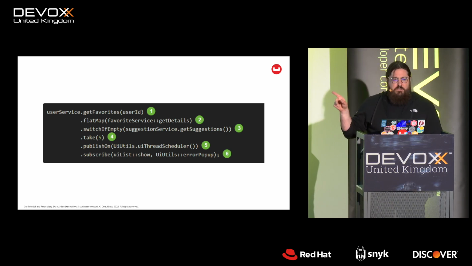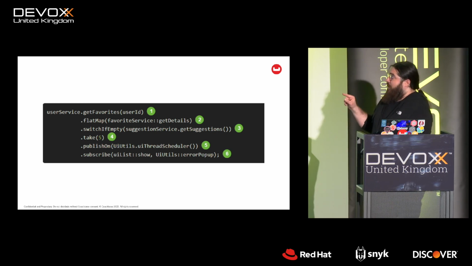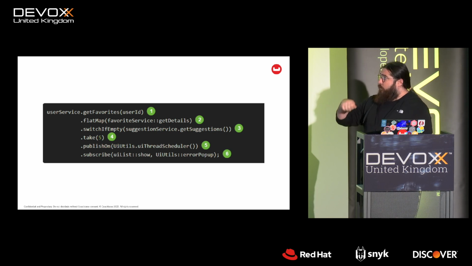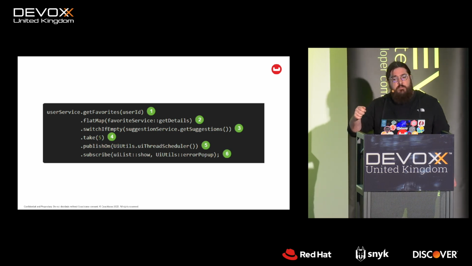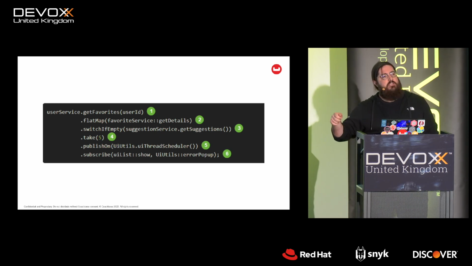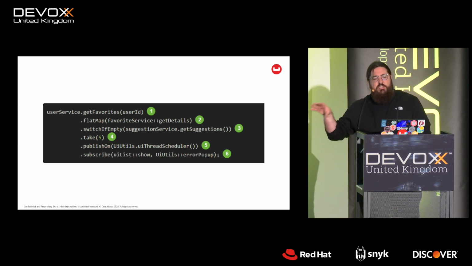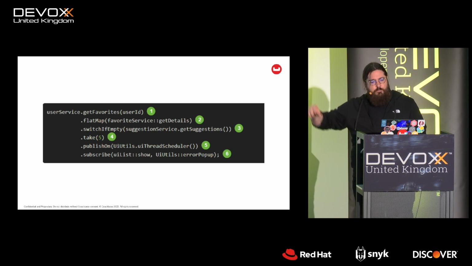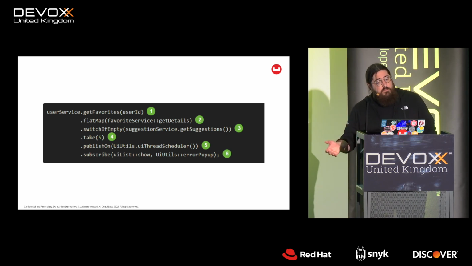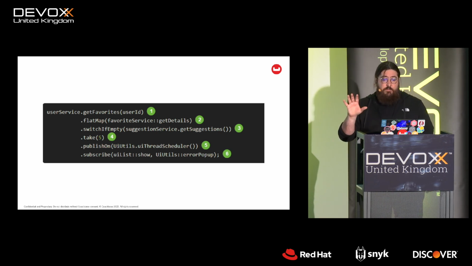I'm actually going to tell you what it does because I understand it better as well. You have a user service. You get all the favorite things from a user, which is a list of things. And from the list of things, you want many lists of other things. This is the favorite service that gets details. Get details will get every detail of every favorited thing from the user. If it doesn't return anything, let's call the service that gives suggestions instead of favorites. If it does, let's take the first 5, and let's send them on the UI thread.